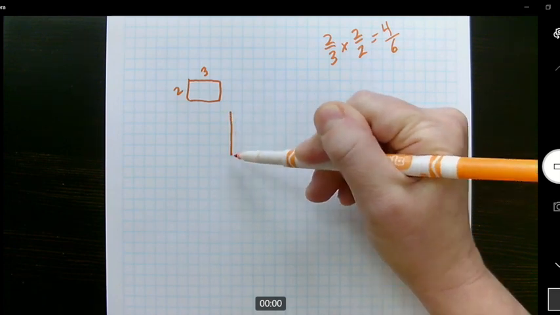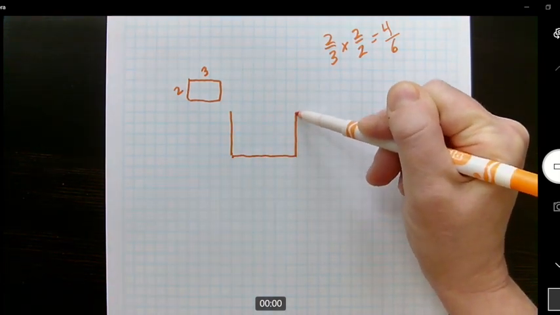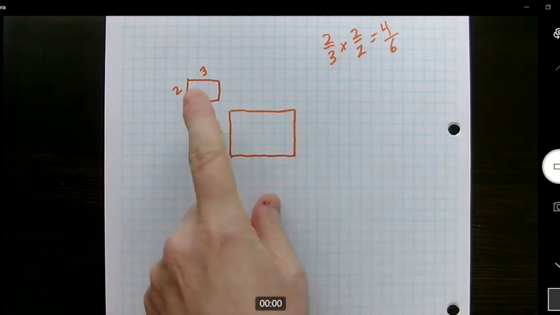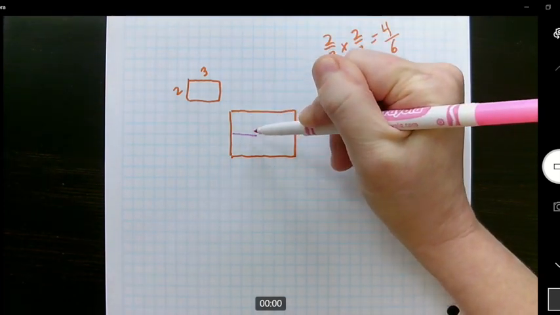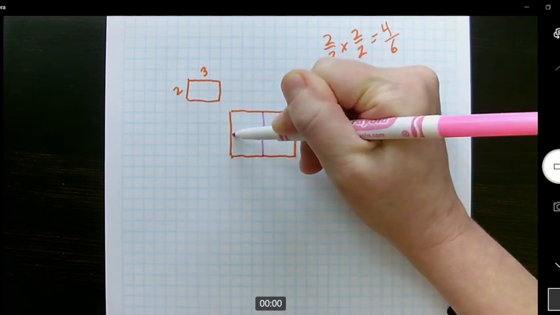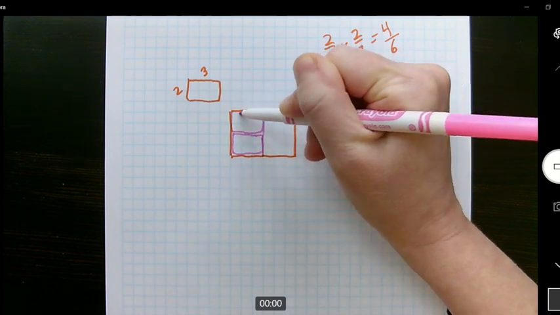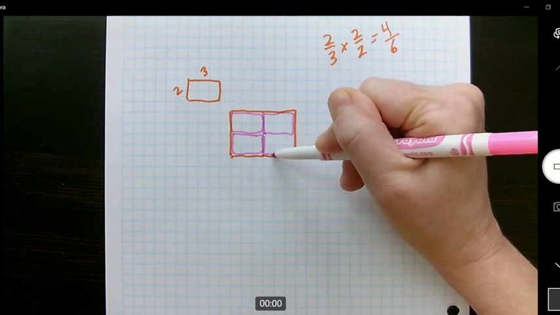Okay, so now I'm going to create a 4 by 6. 1, 2, 3, 4 by 1, 2, 3, 4, 5, 6. Okay, so here is my 4 by 6 array. Now watch how cool this is. I'm going to change the color, and I am going to show you that inside of this picture we have 2/3 four times. Watch this. Here's a 2/3. Here's a 2/3. Here's a 2/3. And here's a 2/3.